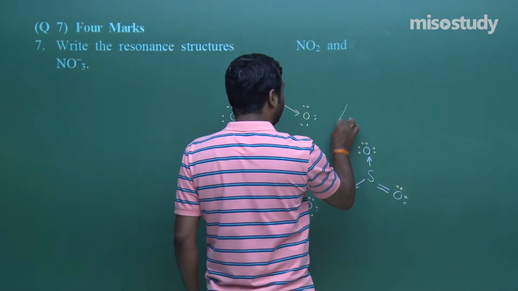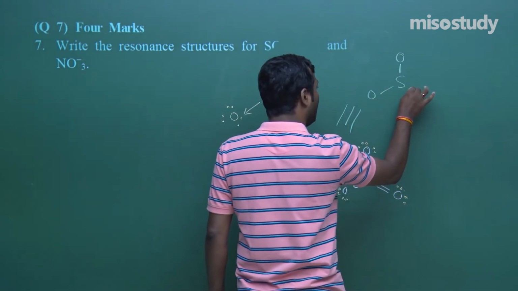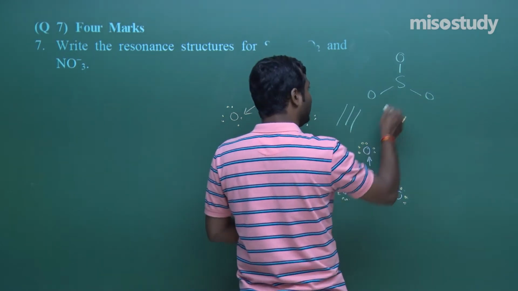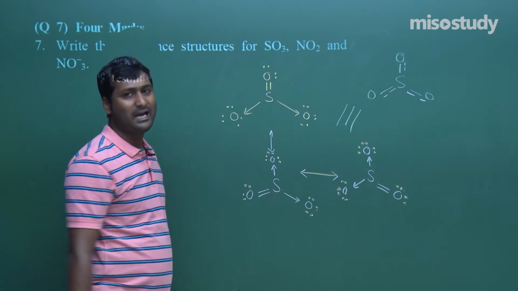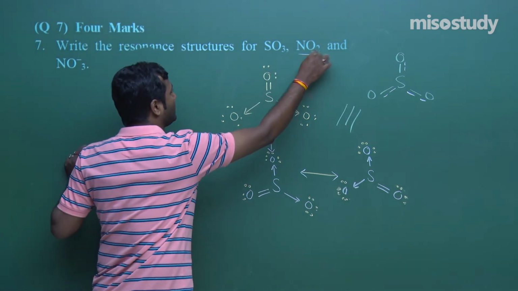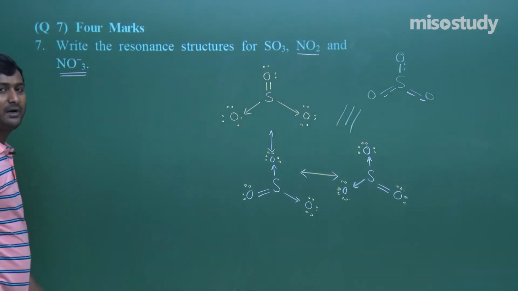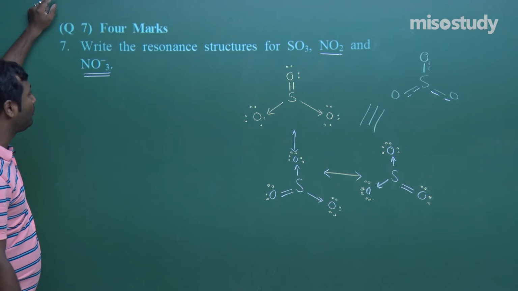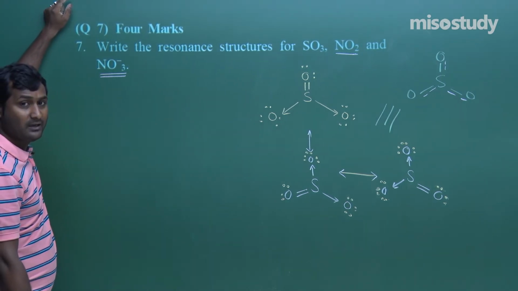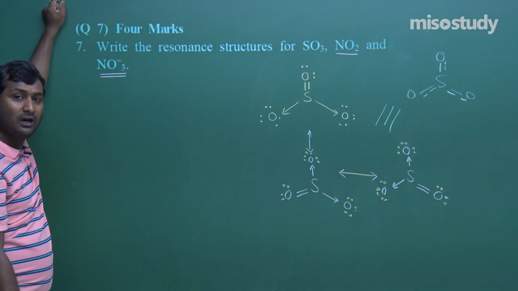Finally, what is the resonance hybrid? S, O, O, O, where the double bond can move anywhere. This is the resonance hybrid. Similarly, you can draw the structure of NO2, you can draw the structure of NO3. Do you remember? I have also discussed the resonating structure of NO3 minus. Remember? Do you remember this, my friend? This will help you a lot.